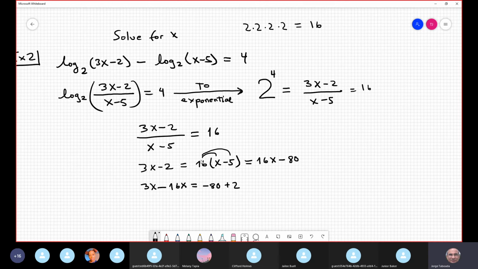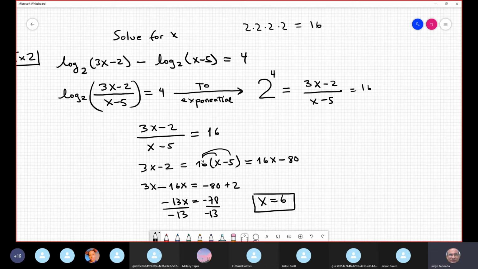Variable on the left. All right, it doesn't matter. And you combine later. This is negative 13x, and this is negative 78. Divide by negative 13 on both sides. x alone is equal to the division. Negative divided by negative is positive, 6. The answer is 6. And that's it.